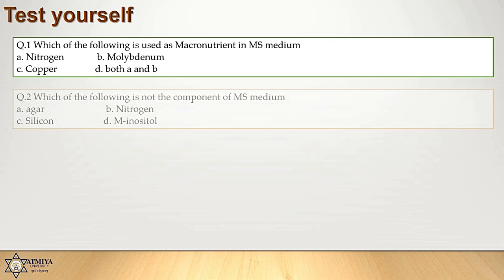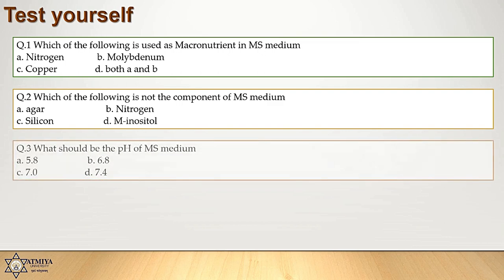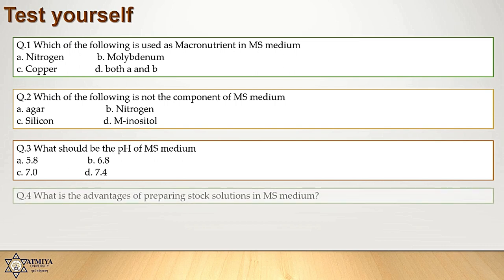Question 2. Which of the following is not a component of MS medium? A. Agar. B. Nitrogen. C. Silicon. D. Aminositol. Question 3. What should be the pH of MS medium? A. 5.8. B. 6.8. C. 7.0. D. 7.4.